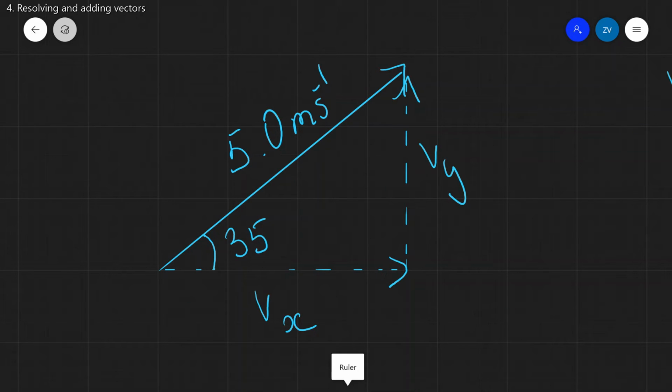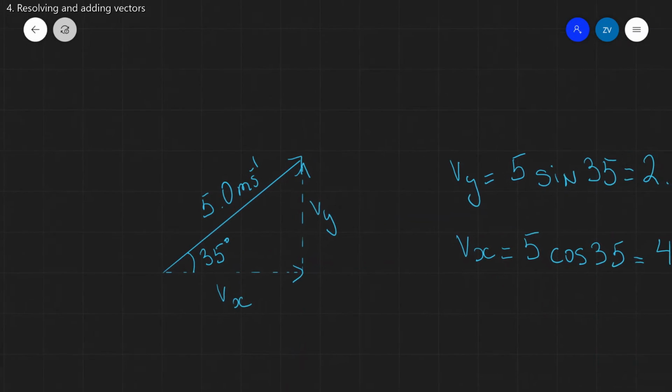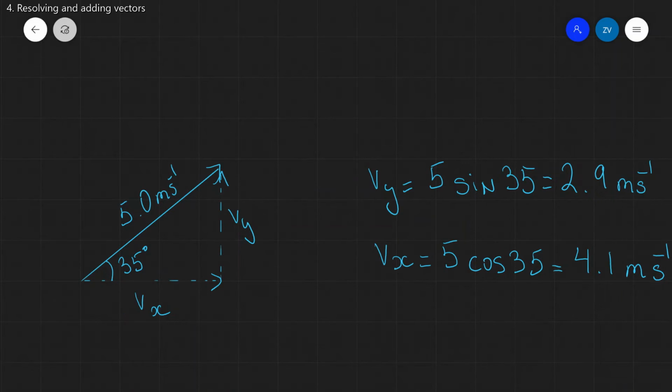Now let's have a look at resolving vectors. Remember, vectors are quantities which have both a direction and a magnitude. For instance, velocity. Imagine that we shoot off a projectile at 5 meters per second at an angle of 35 degrees to the horizontal. We can represent this motion by two vectors that are perpendicular to each other. The horizontal component, how much does the projectile move horizontally, and how much does it move vertically. I've called these components Vx and Vy. Now we can find Vy and Vx pretty easily using some trigonometry.